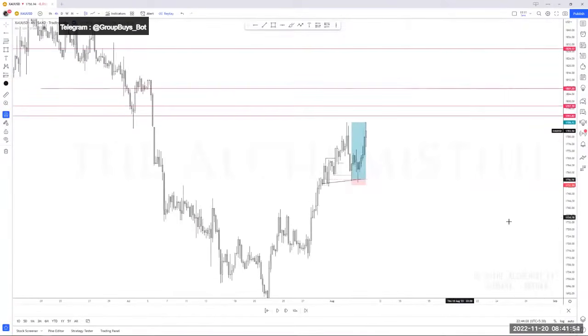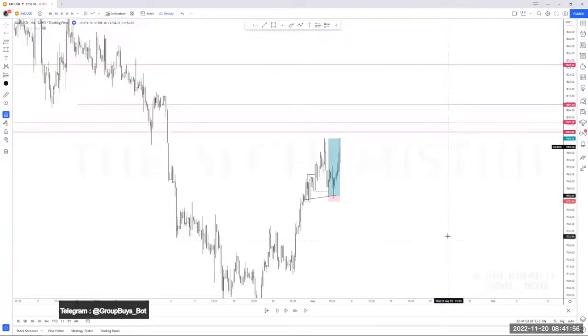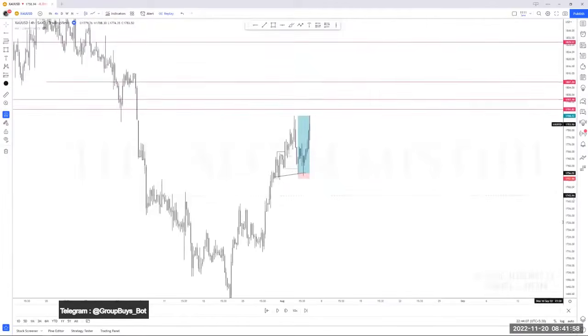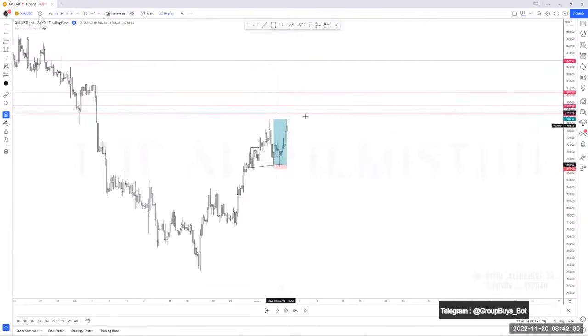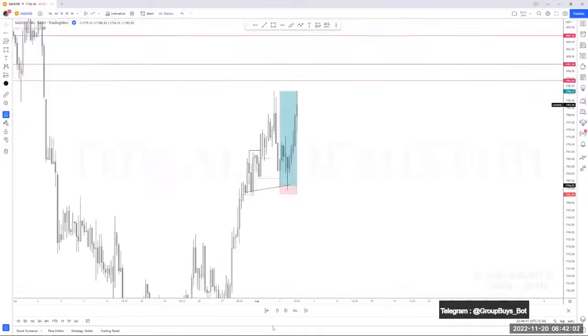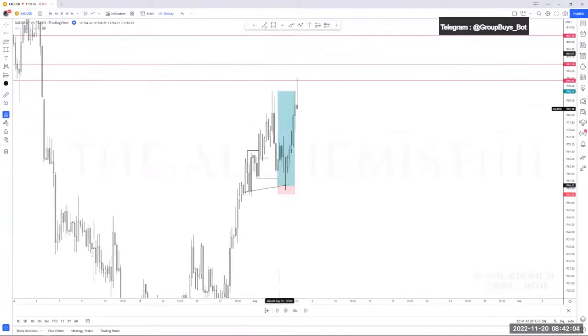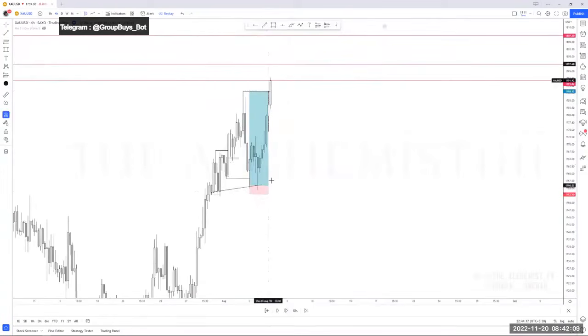So there we go. We had a nice entry in here. So let's wait. And also I showed you another entry that was from here. Now look at this. After you get a breakout structure in here, this turns into another strong low.